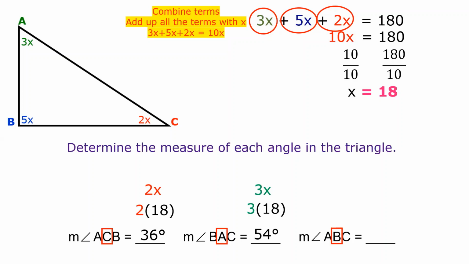And then you do the same thing on the last one, which is 5x. 5 times the value of x, which is 18, and then you will get your 90-degree angle. If you add up 90 plus 36 plus 54, it gives you 180 degrees. This is the basic one. This is when you only have expressions with coefficients and variables.